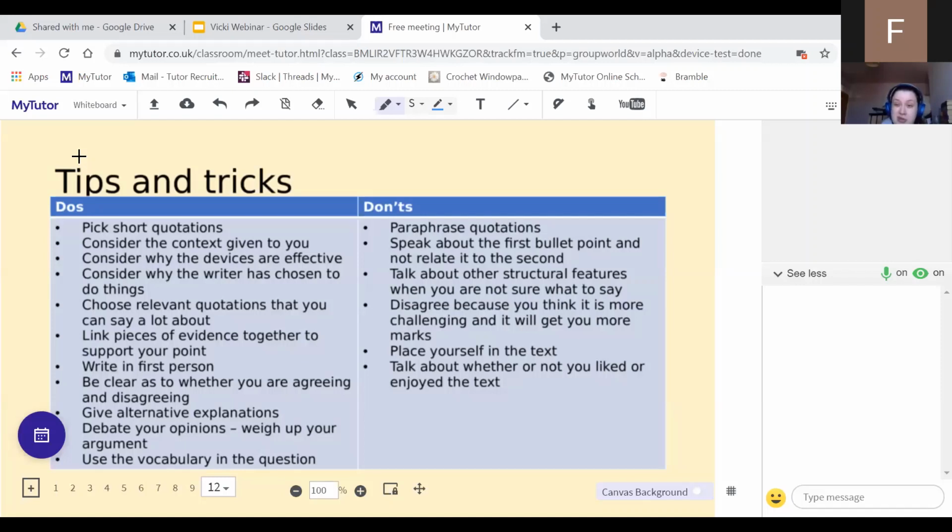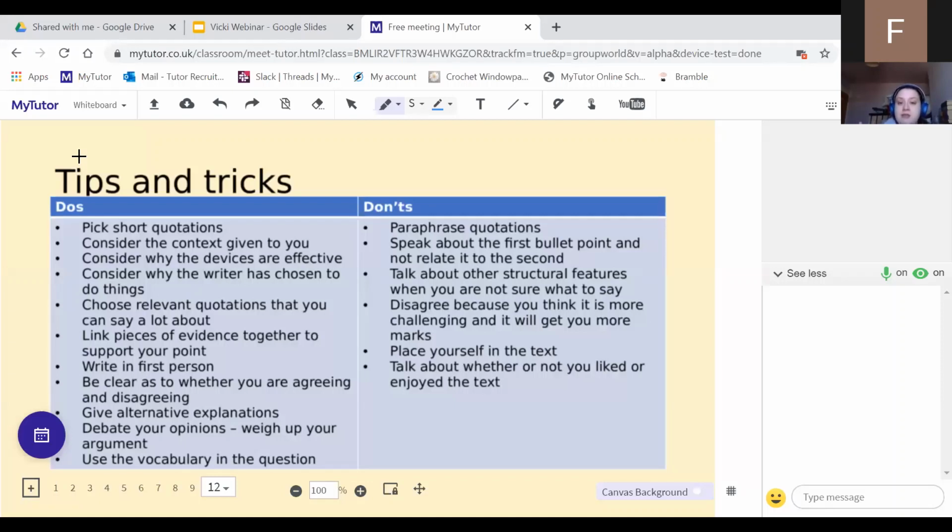So I would say I strongly agree. I also think that is fine. Be clear as to whether you're agreeing or disagreeing. So I would start off with I agree, I disagree. So the examiner knows exactly what you're going for. Debate your opinions, weigh up your argument. If you're going to say I slightly agree or I somewhat agree, because that's suggesting that there's sort of a little niggle, which means that there's something which is stopping you from saying I strongly agree. Use the vocab in the question. Don't paraphrase quotations.